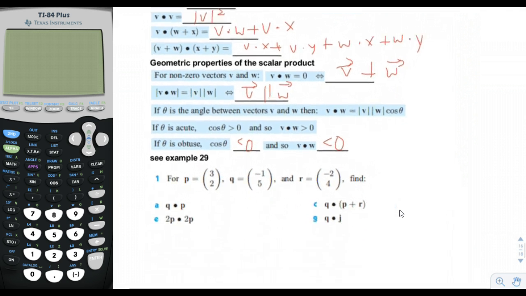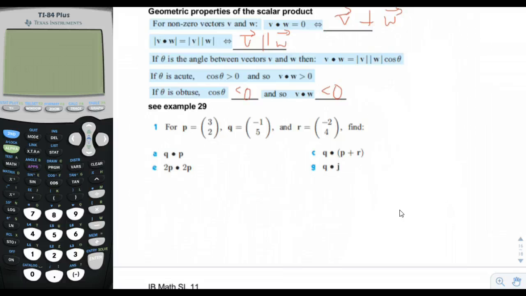Number 1. For vector p equal to (3, 2), vector q equal to (-1, 5), and r equal to (-2, 4), find, and they give us a whole bunch of things to practice on here. So q is (-1, 5), dot with p, which is (3, 2). You just multiply each of these components together, and that's it. The calculation is pretty easy.